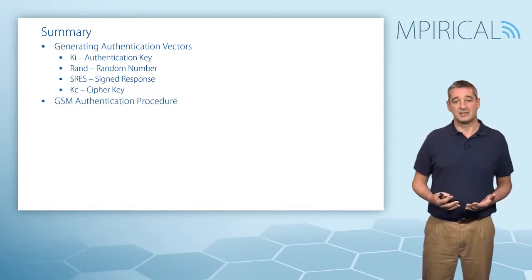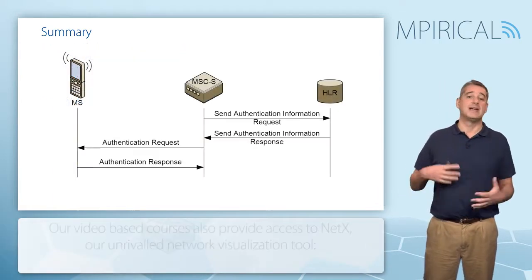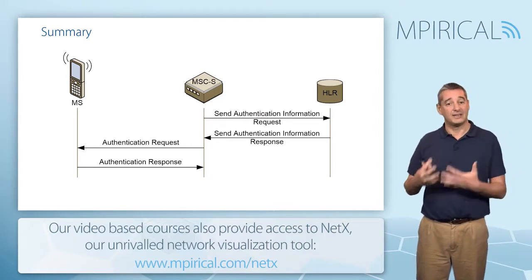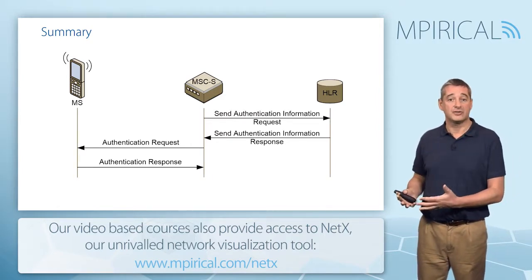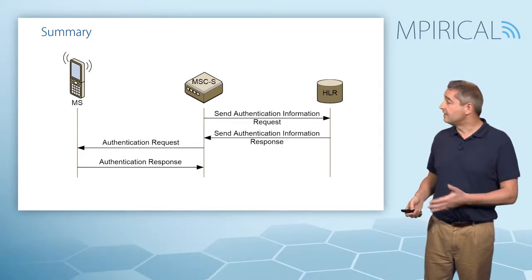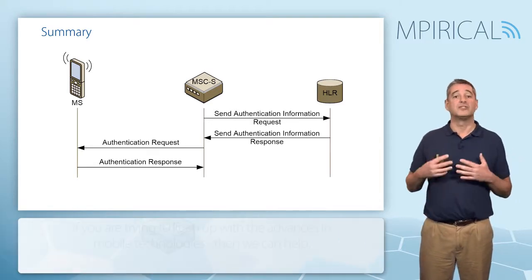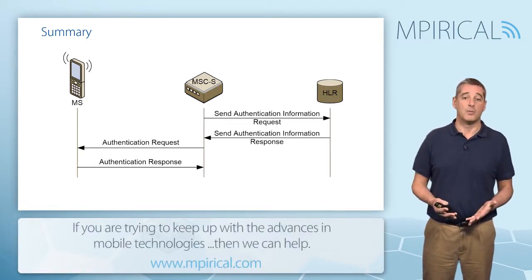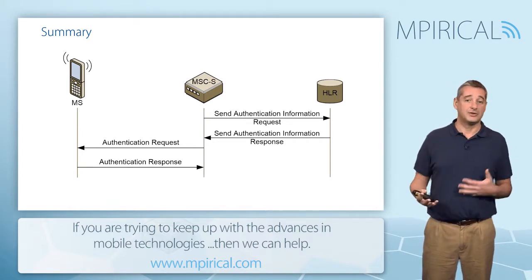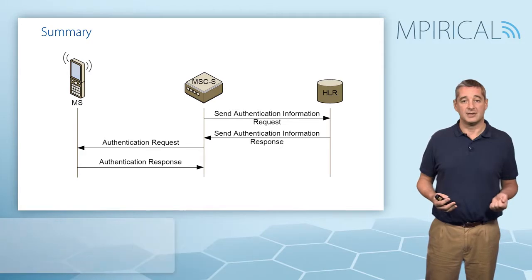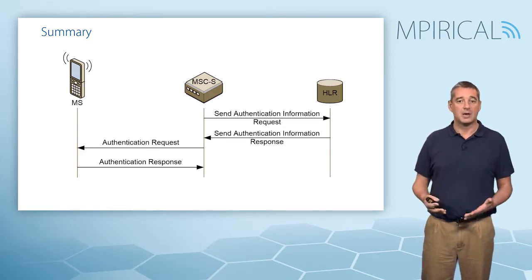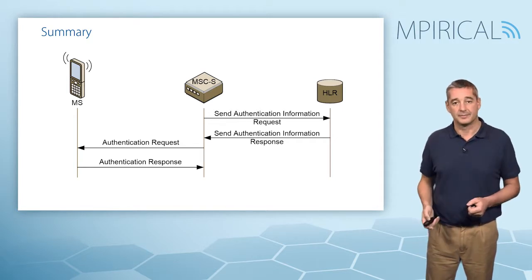We then had a look at the GSM authentication procedure, which was really made up of two key elements. First of all, the MSC server requesting the authentication vectors from the home location register, made up of our random number, SRES and KC, and then the actual authentication challenge, where we sent the random number down towards the mobile and waited for the response, SRES. We would then compare the two SRES values, the one generated in the SIM card against the one generated in the authentication center. If they were the same, then we would have successfully authenticated.